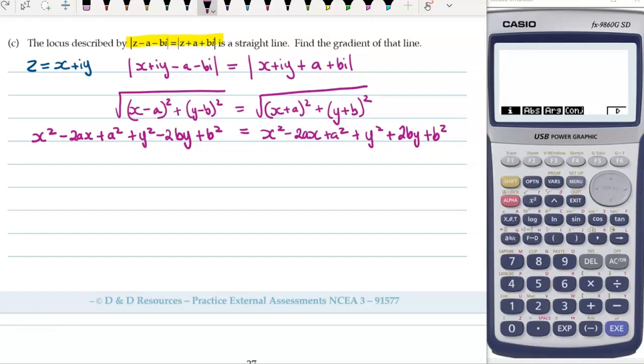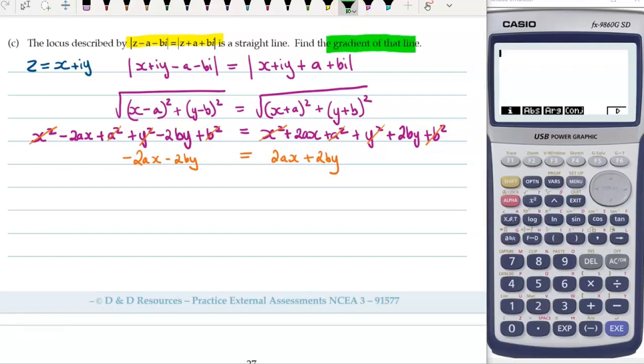So I just have one little thing to fix just here. That was supposed to be a plus. I got carried away doing things a bit too quick. Okay, so now let's cancel all the things that are the same on the left and the right. So that x squared cancels with that x squared there. We have an a squared and an a squared. We've got a y squared with a y squared and b squared and b squared. So we end up with minus 2ax minus 2by is equal to 2ax plus 2by.